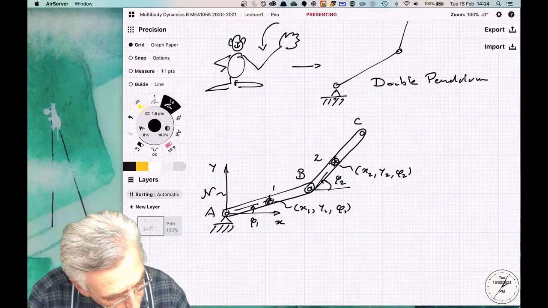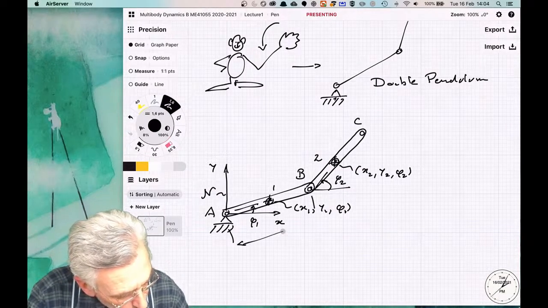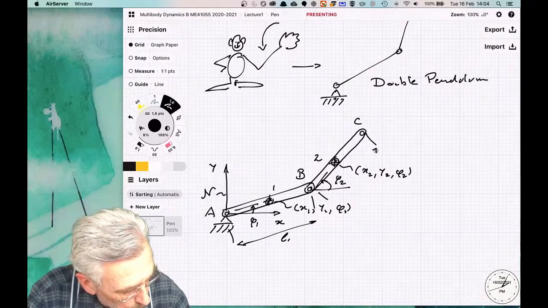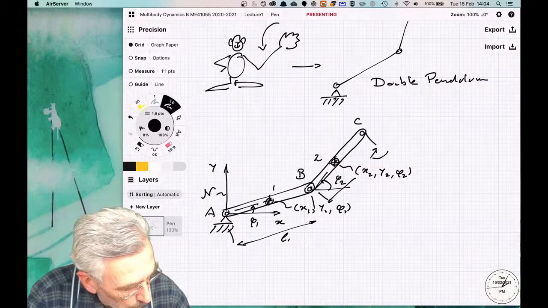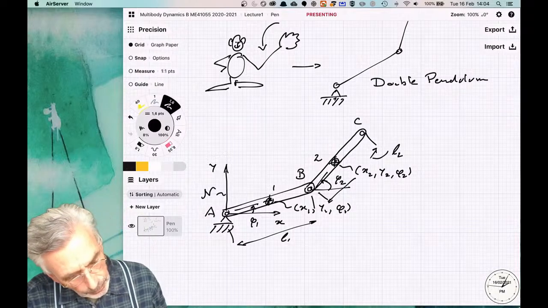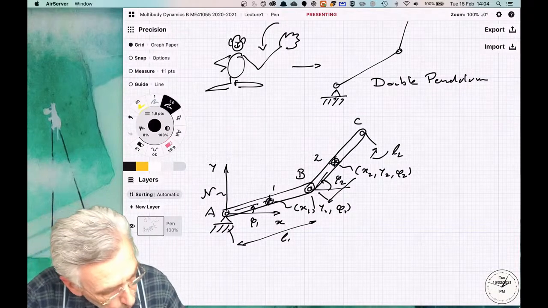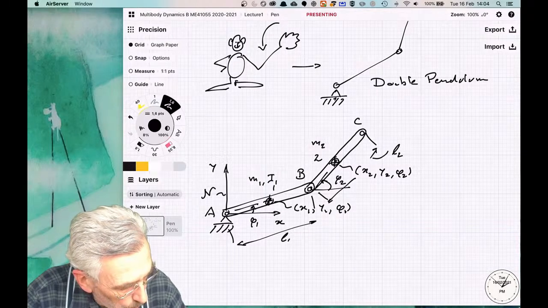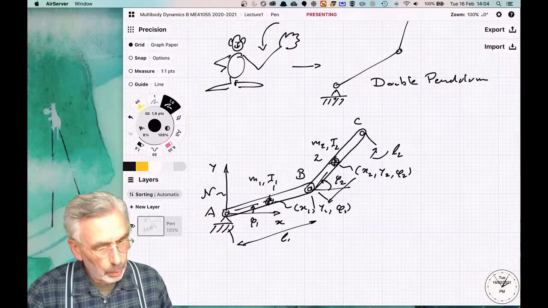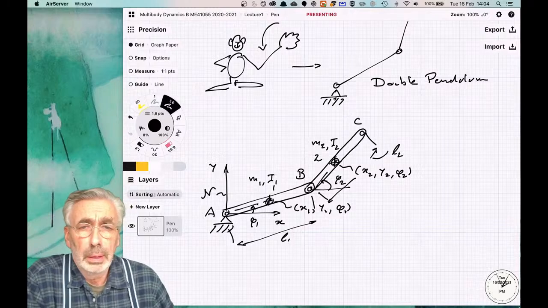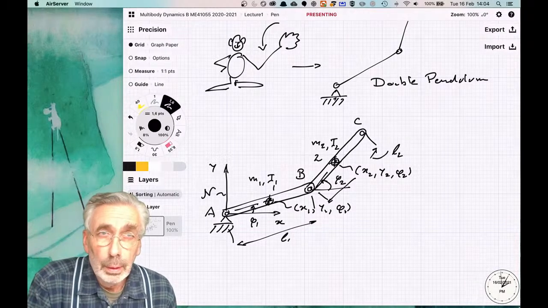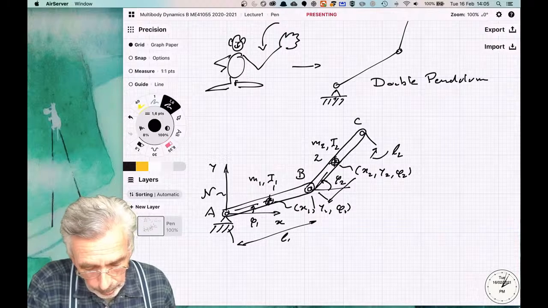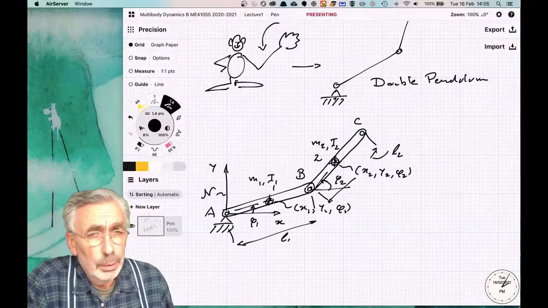Then of course the thing has an extension, has a length. This is called L1, and this is also a length. We call it L2. What else? Oh yeah, there's of course mass. So this is M1 and I1, and this is M2 and I2. Now, if there are no forces, then nothing will happen, right? If it's moving, it will keep on moving, and if it's stationary, it will stay there.